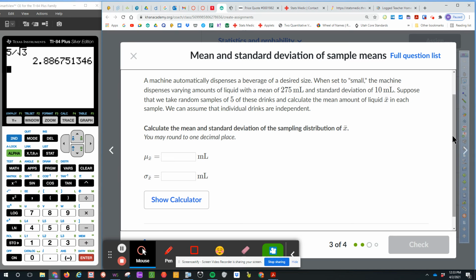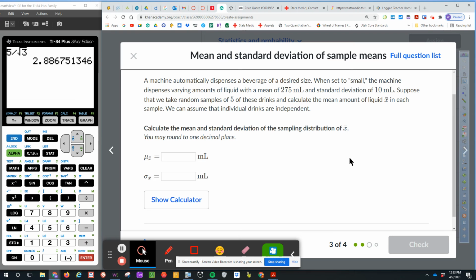Suppose we take random samples of 5. Every time you take 5 drinks, you find the mean. Another 5 drinks, you take the mean. And then you do a lot of samples and you create the thing called the sampling distribution of X bar. We can assume that individual drinks are independent. Calculate the mean and standard deviation of the sampling distribution.